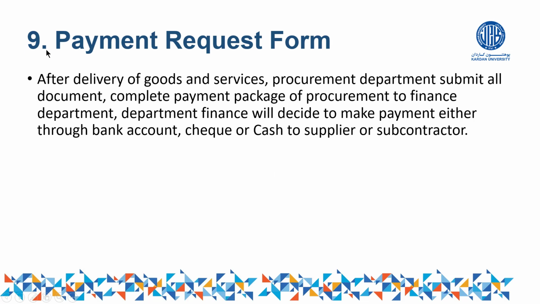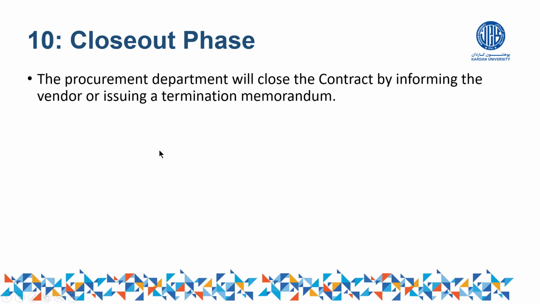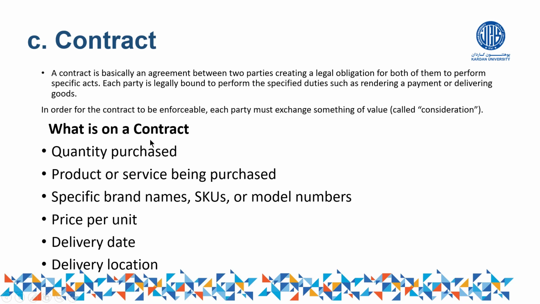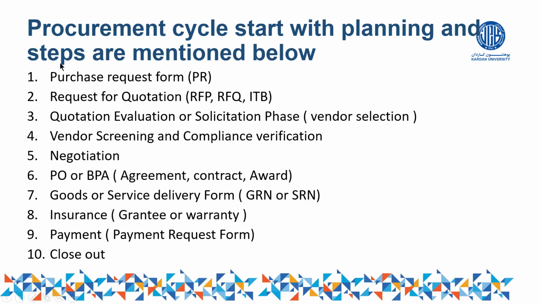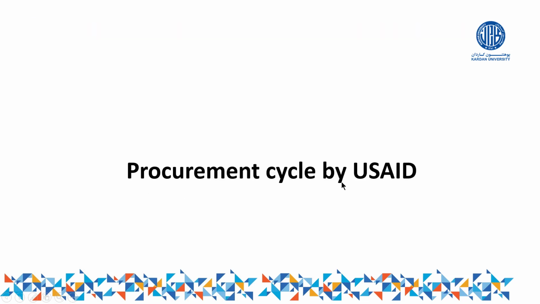And the next, or the ninth step, is the payment request form. When everything is properly done and everything is fine, then there is a request to please make the payment for the contract. And the last step is basically the closing out phase. The procurement department will close the contract by informing the vendor or issuing a termination memorandum. So these were the 10 steps basically used by USAID, right? So this was an example of a procurement cycle by USAID.